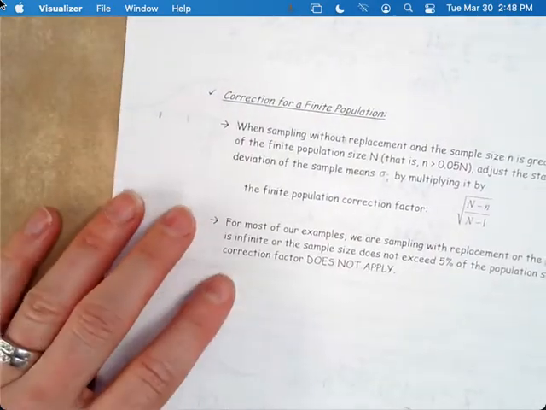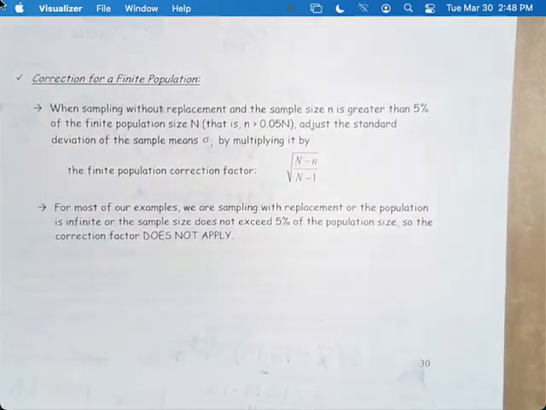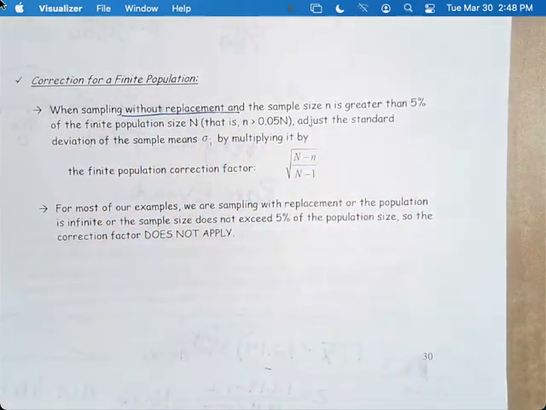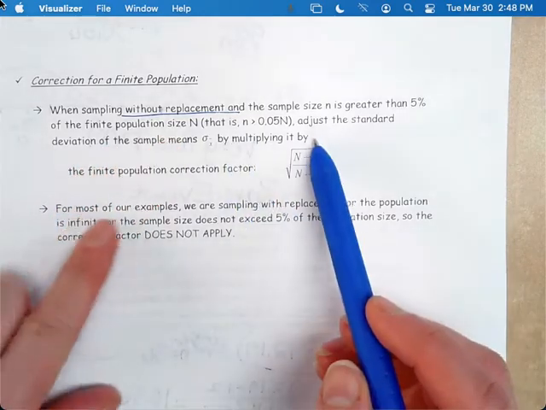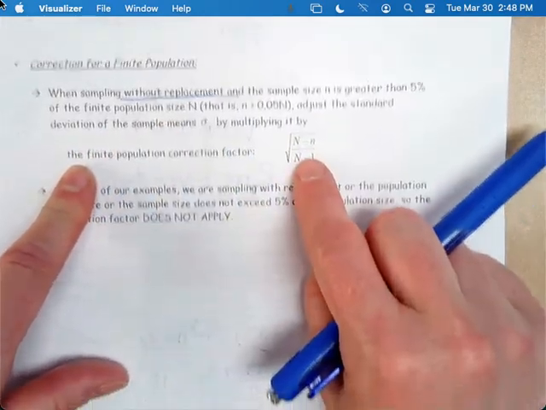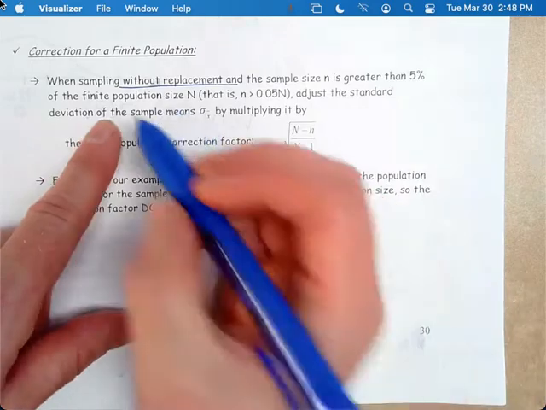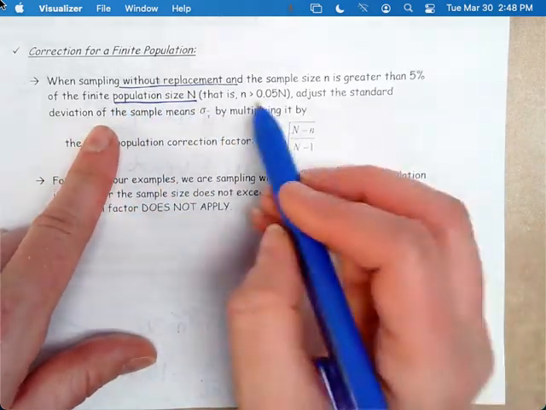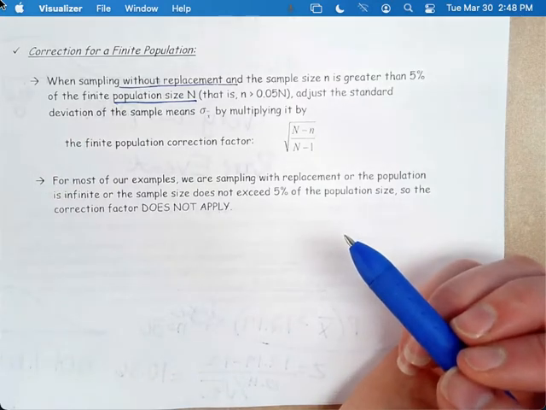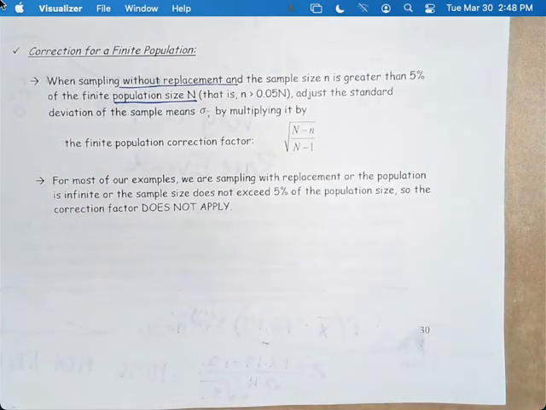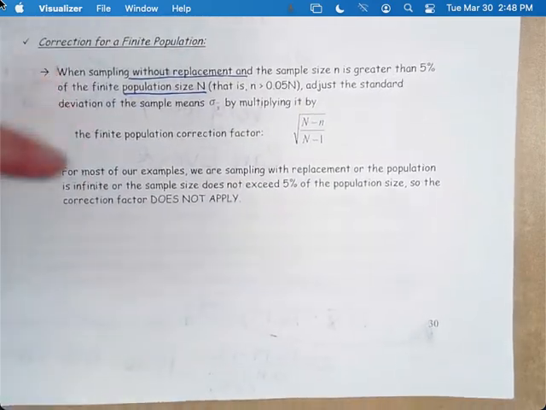Okay, correction for a finite population. When sampling without replacement, if the sample size is greater than 5% of the finite population N, adjust the standard deviation of sample means by multiplying it by this square root, where N is our population size and little n is our sample size. For most of our samples, we use sampling with replacement, so it doesn't exceed the 5%, so the correction does not apply. Very rarely you'll use this.